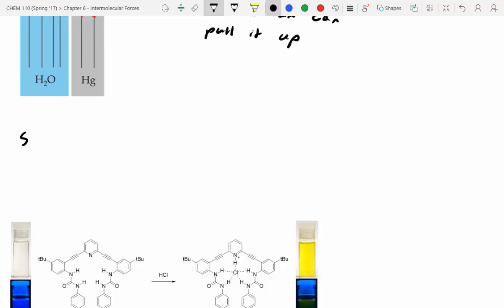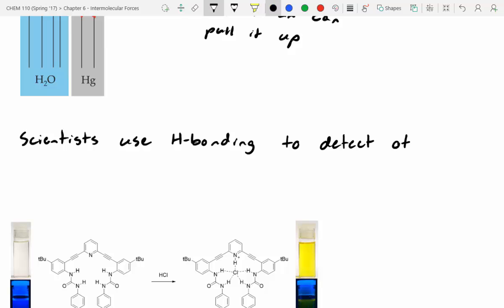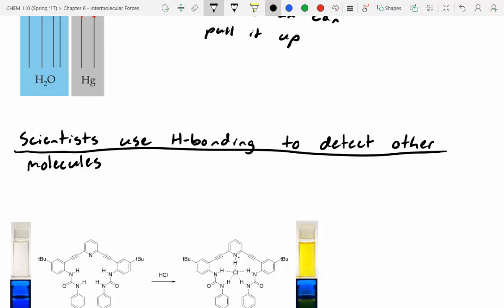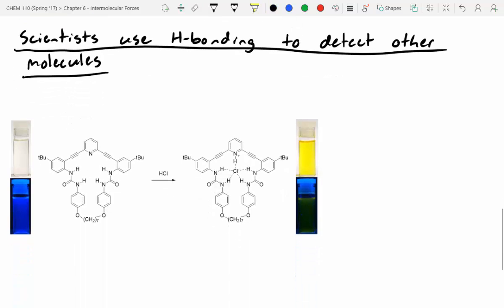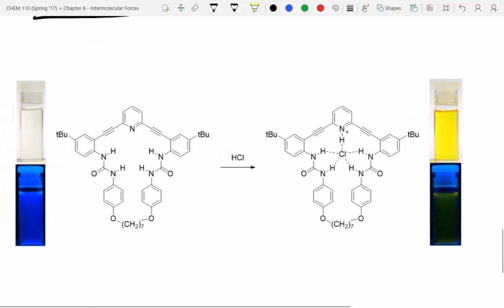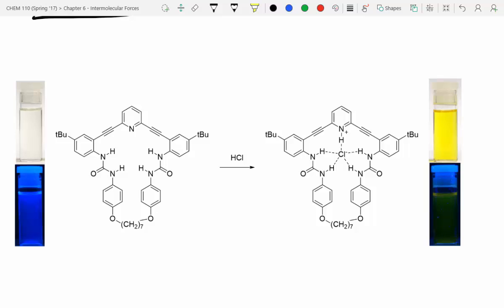All right, so one last one is that scientists use H-bonding to detect other molecules. So you may be wondering what the heck this picture is. Let's see if I can blow it up. This was actually what I made when I was in graduate school.